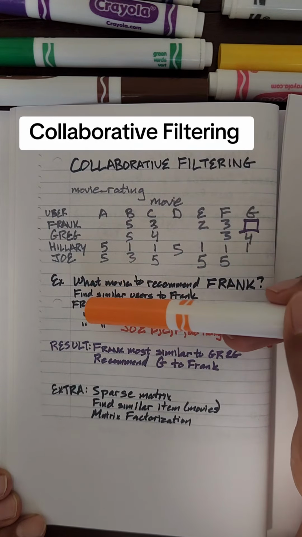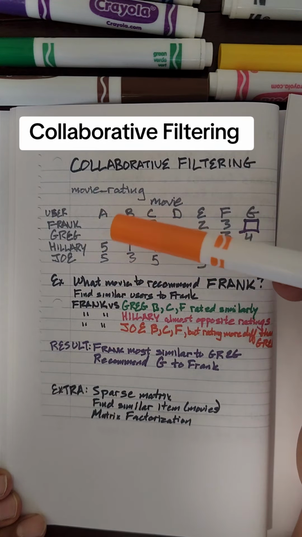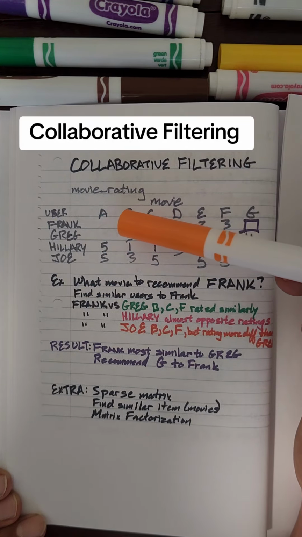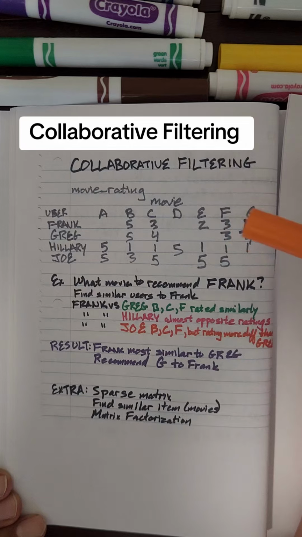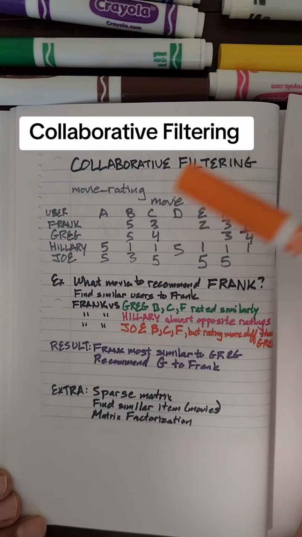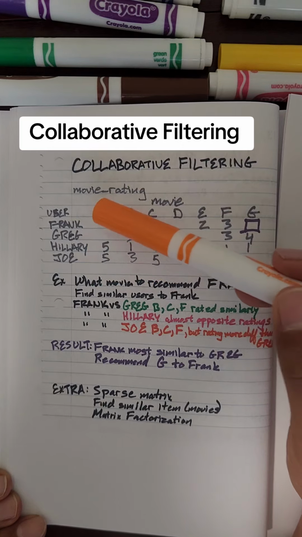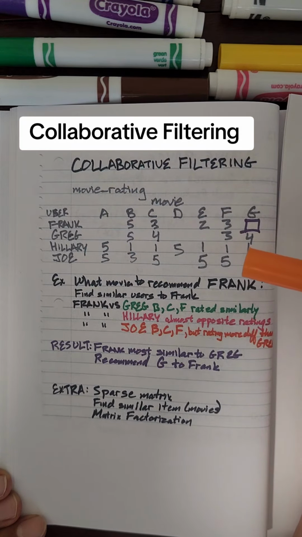Now let's check Frank versus Hillary. So if you look at movie B, for example, Frank gave it a high score, Hillary gave it a low score. Movie C, Frank gave it a high, Hillary gave it a low. So in those two examples, they're almost rating it completely opposite in terms of the ratings. There's also cases where Hillary watches a movie and Frank doesn't even watch that movie.